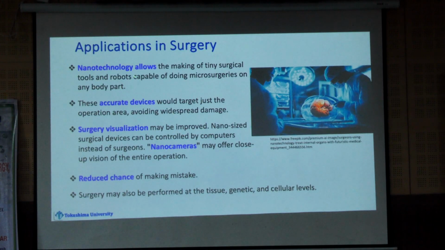Several applications in surgery are possible, where these nanoparticles can be used for various purposes and operations can be done without making mistakes. These are possible applications in the field of healthcare.